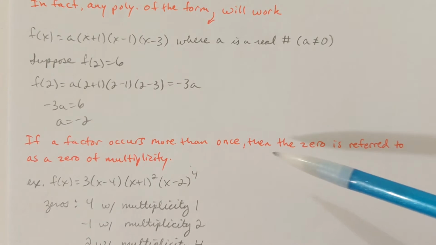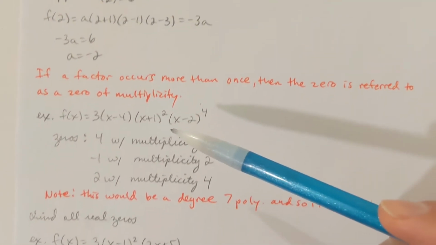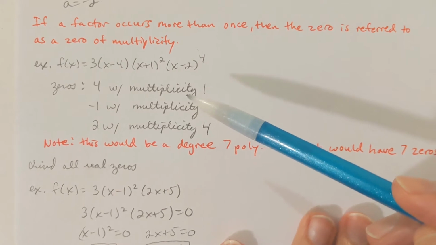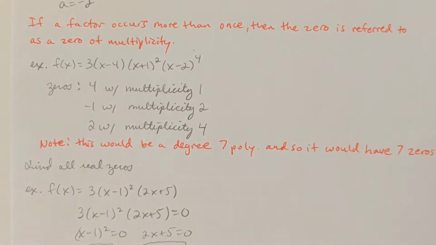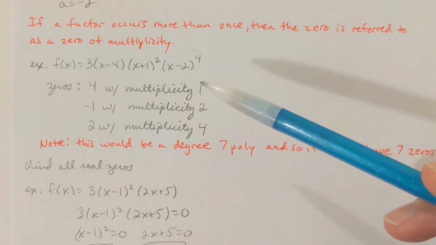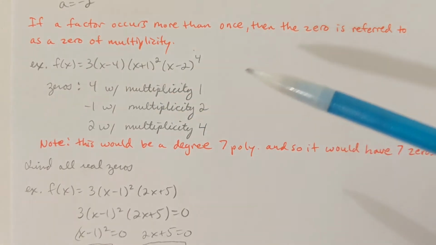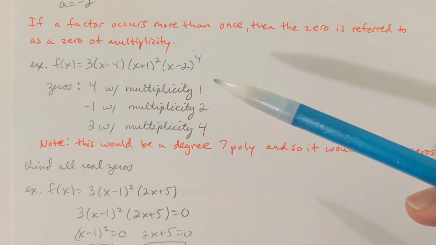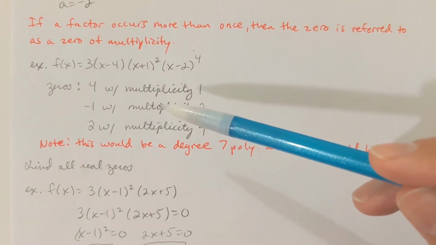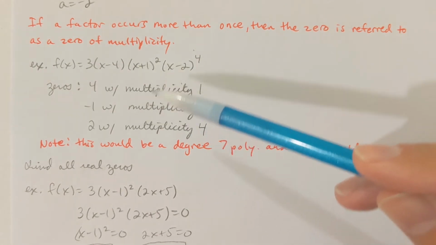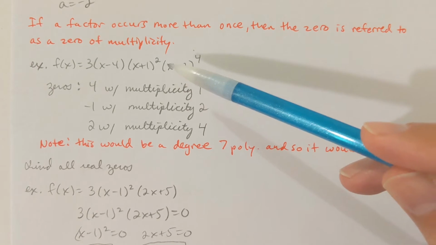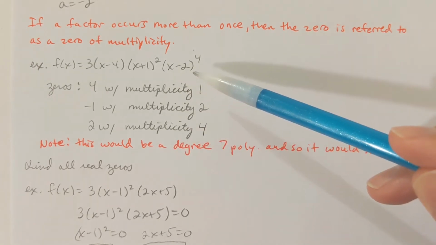If a factor occurs more than once, then the 0 is referred to as a 0 of multiplicity. So here's an expression. Suppose that f of x is equal to 3 times x minus 4 times x plus 1 squared times x minus 2 to the 4th. Let's identify the zeros. So r is a 0. Okay, notice that 3 has nothing to do with r. x minus r. 4 is a 0 with multiplicity 1. -1 is a 0 with multiplicity 2. And 2 is a 0 with multiplicity 4.